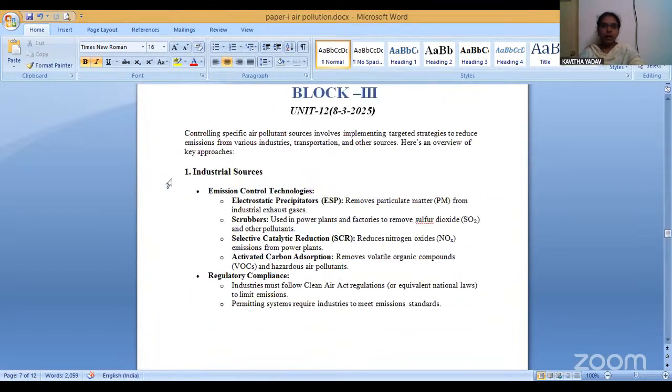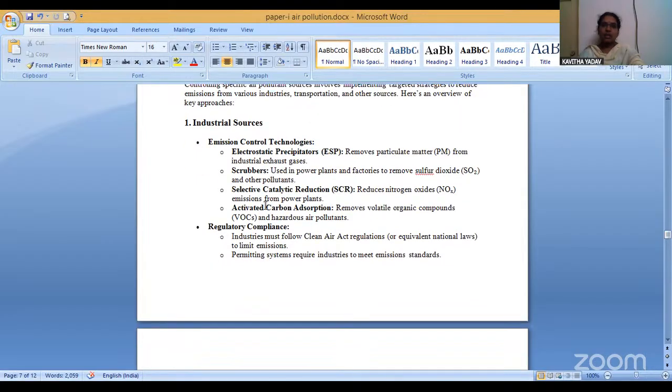Okay. The first one is industrial sources. What do industrial sources involve? Emission control technologies: electrostatic precipitators remove particulate matter from industrial exhaust gases, scrubbers used in power plants and factories remove sulfur dioxide and other pollutants, and selective catalytic reduction reduces nitrogen oxide emissions from the power plants, right?